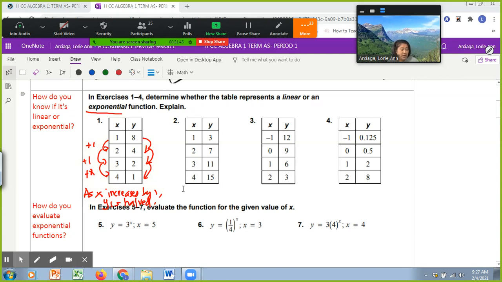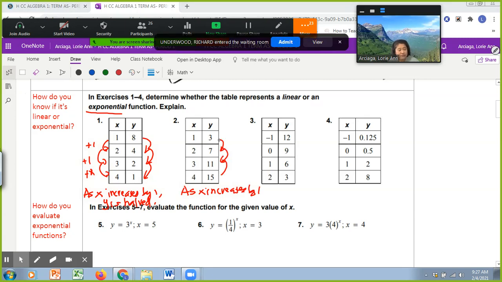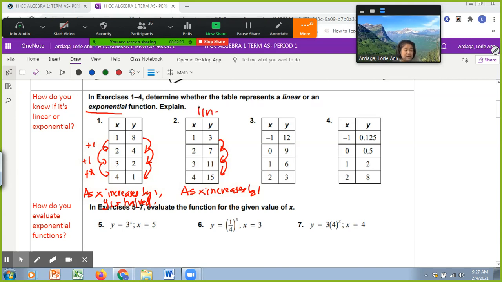I think x increases by 1, but look at the y value. Can you find a common factor? What's happening here? In order to get the next number, are you adding, subtracting, multiplying, or dividing? You're adding 4. Very good. And if it's adding 4, then it's linear. It's not exponential.